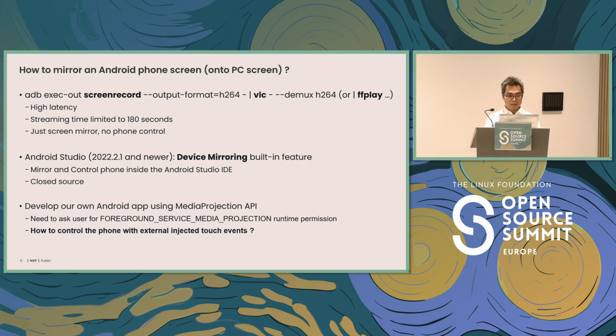So the second thing we explore is the device mirroring feature in Android Studio. With this, we can view and interact with the phone screen, but unfortunately, this is closed source. So we came up with developing our own Android app using the media projection APIs. But still, the problem is the application cannot run silently in the background because it needs to ask the user for runtime permissions. Moreover, now the second question is more difficult: how to inject touch events into Android to control the phone.